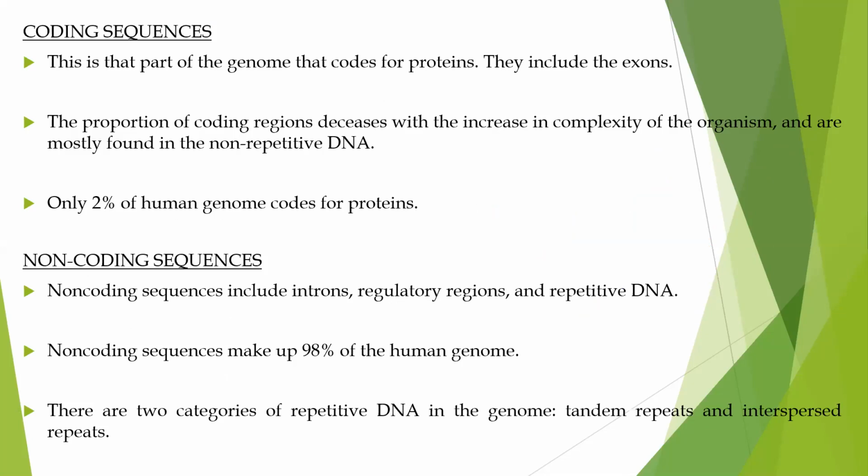Now, let us discuss coding sequences and non-coding sequences. As I mentioned before, the coding sequences, or coding regions, are the part of the DNA which usually codes for amino acids, and these amino acids join together to give us functional proteins. These coding sequences are also called exons. In the earlier slides, I told you that unlike prokaryotic cells, eukaryotic genomes are composed of exons and introns. So what are exons? Exons are the coding regions of the DNA molecule. The proportion of coding regions goes on decreasing as the complexity of an organism increases, and only 2% of the human genome codes for protein.